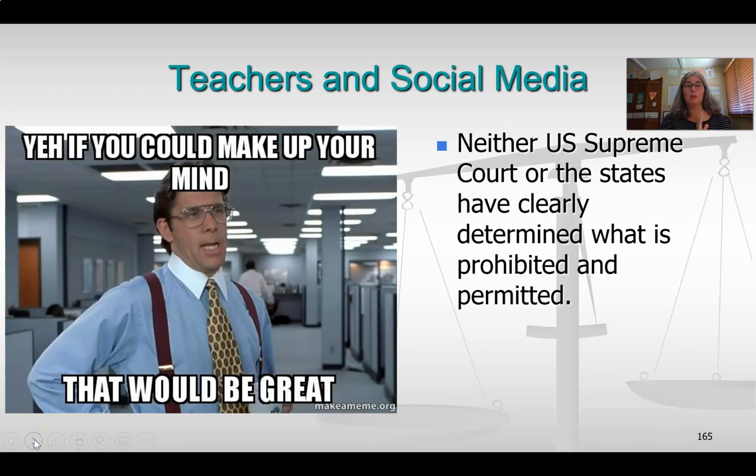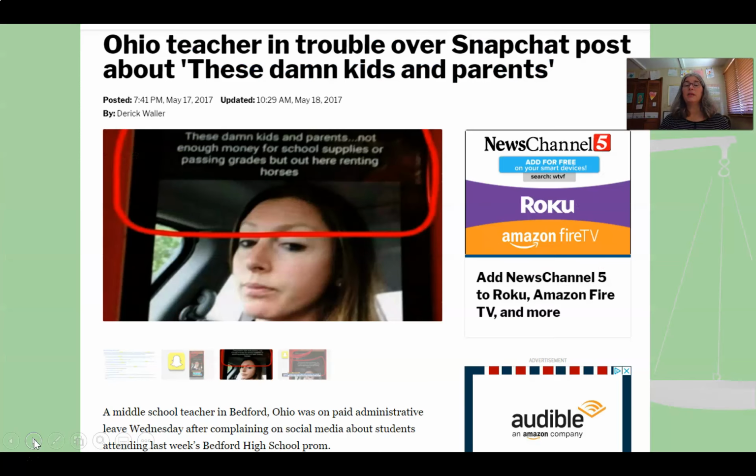And so, yeah, I love this meme. It would be great if they could make up their mind and put something down on paper, but neither the U.S. Supreme Court or the states have clearly determined when it comes to personal behavior of teachers what is prohibited and what is permitted. So I thought I'd provide you with some examples.